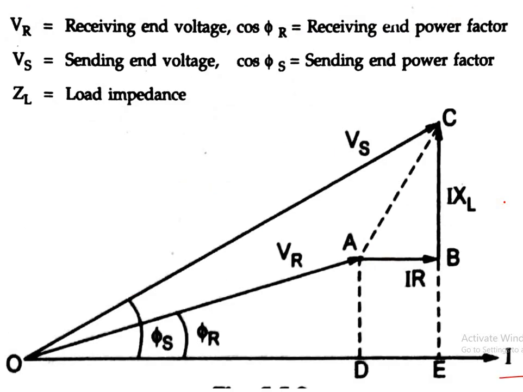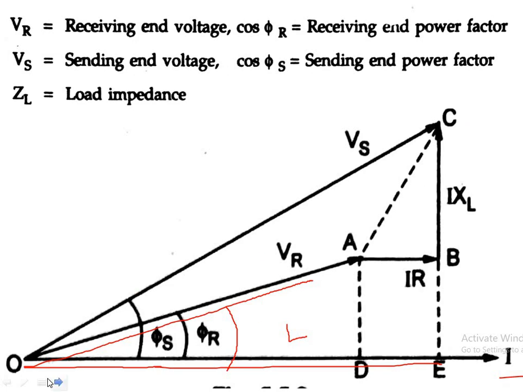So now current is the reference. First we should draw the reference line, that is current I. Then, considering this as an inductive load, or else the power factor is lagging, VR lags I at an angle of phi r. That is a load. I lags VR at an angle of phi r because of this inductive load. Yes. So next we should write Vs.